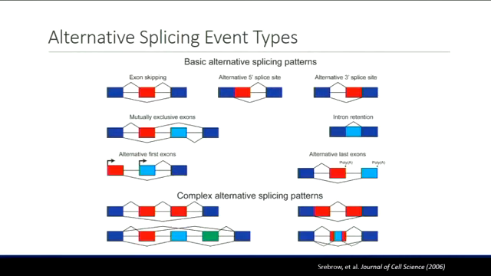And we can also have compound events where we might have more than one basic event compounded into a single event. For instance, a particular event could include or exclude skipping while also including or excluding different 5' or 3' splice sites.